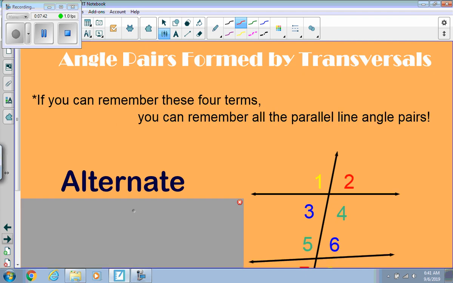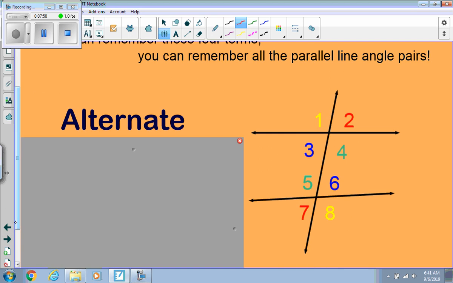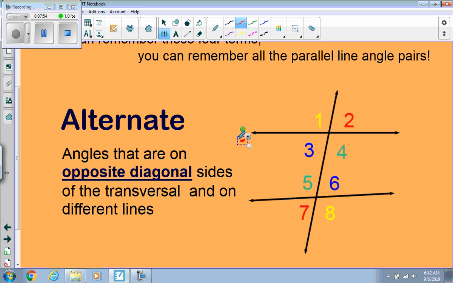Okay, another word that's going to be helpful to us is alternate. Alternate is going to be one of our types of angles, right? Alternate means to be opposite and diagonal. So we're going diagonal and then we're staying opposite as well. So 4 and 5 are opposites, right? And diagonal. 1 and 8 are opposites. 2 and 7, 3 and 6.